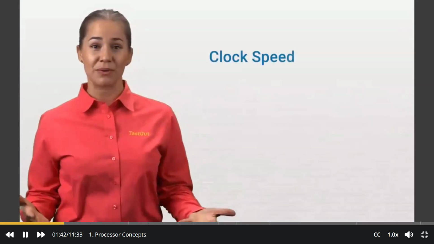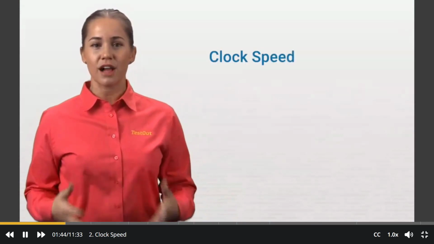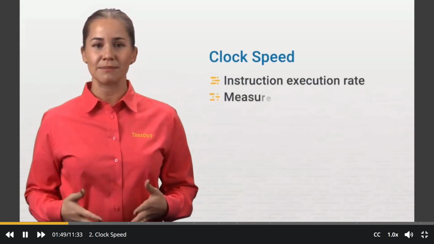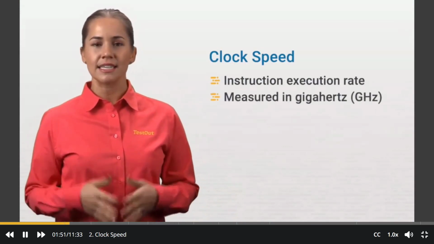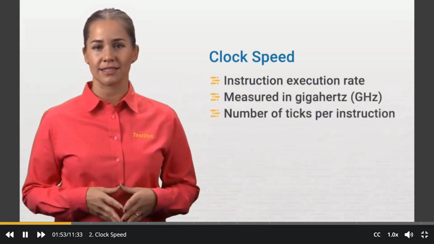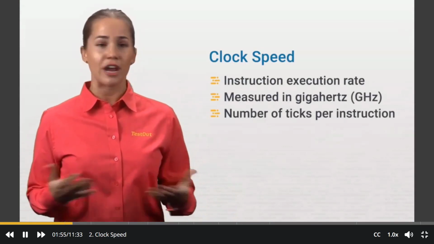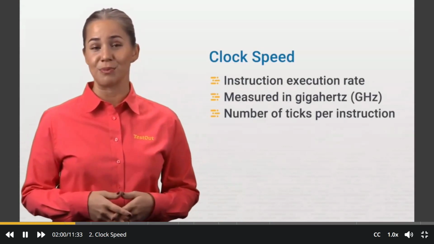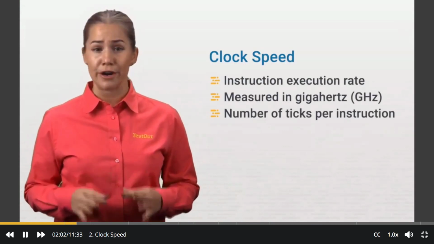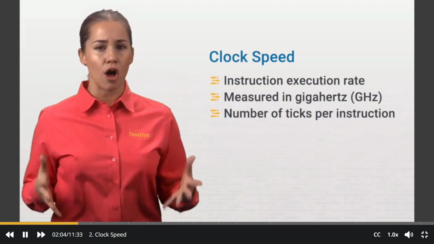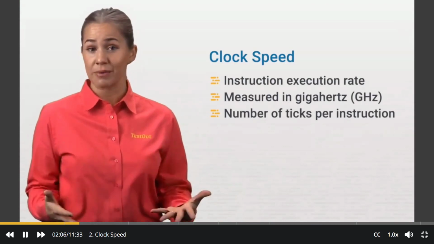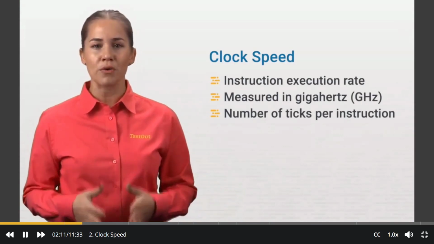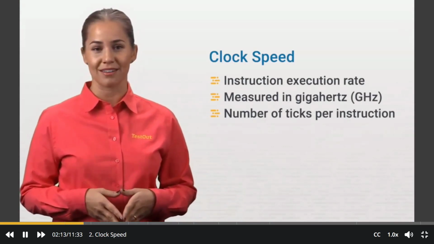You also need to be familiar with the CPU's clock speed. The clock speed identifies the rate at which the CPU can execute instructions. The clock speed is measured in gigahertz. The CPU requires a fixed number of clock ticks to execute each instruction. Generally speaking, the faster the CPU's clock speed, the more instructions it can execute per second. The clock speed is very important. Understand that for all components connected to the motherboard to communicate with each other, such as the RAM, the CPU, and the expansion cards, the components must be synchronized to the same clock.